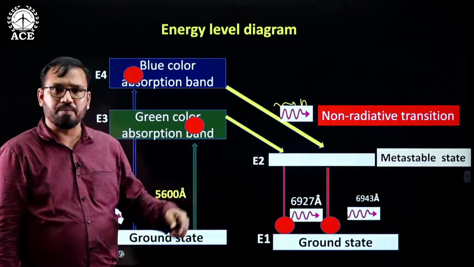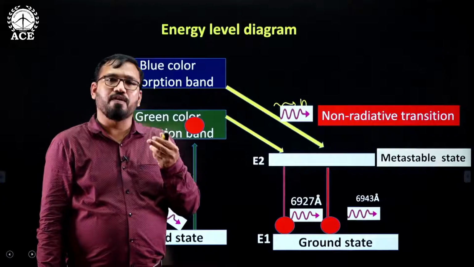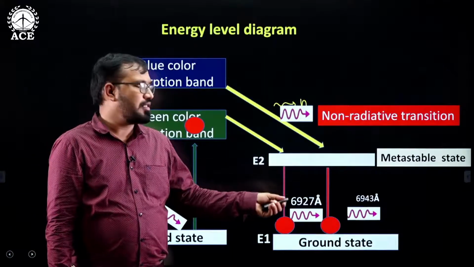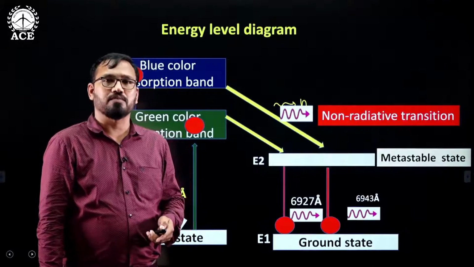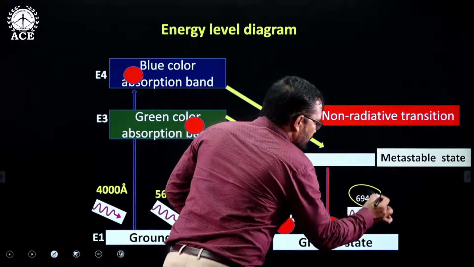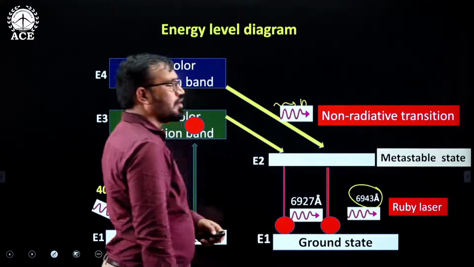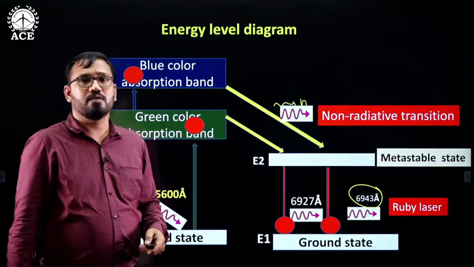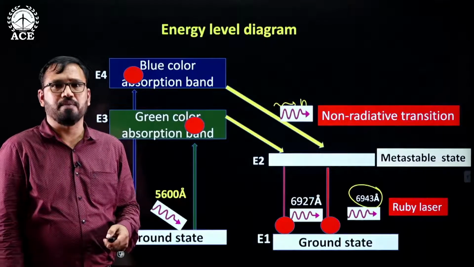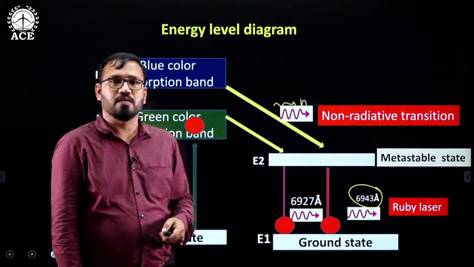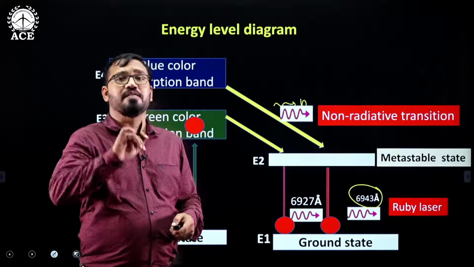So when atoms come down, we get two different wavelength lasers. One is 6927, another is 6943 angstroms. Of these two, the 6943 angstrom one is called the ruby laser. What is the wavelength of the ruby laser? In a question, choose the correct answer. They may ask what the ruby laser wavelength is: 6943 angstrom.